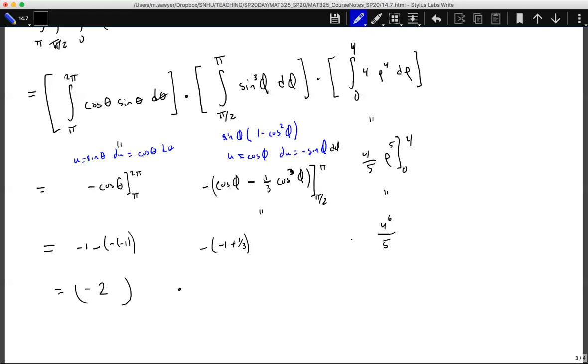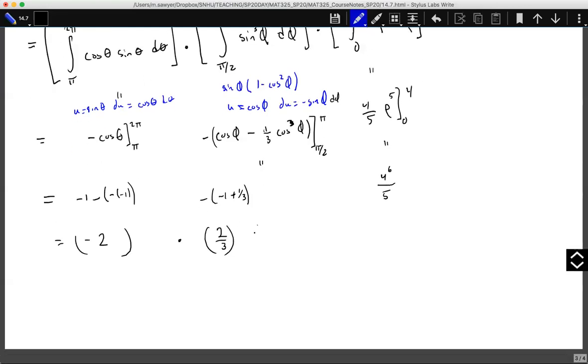So then we have negative 2 times negative 2/3. So that becomes a positive 4/3, and multiplied by the other factor, this turns out to be a negative 4 to the 7th over 15 as our solution for the flux on this integral.